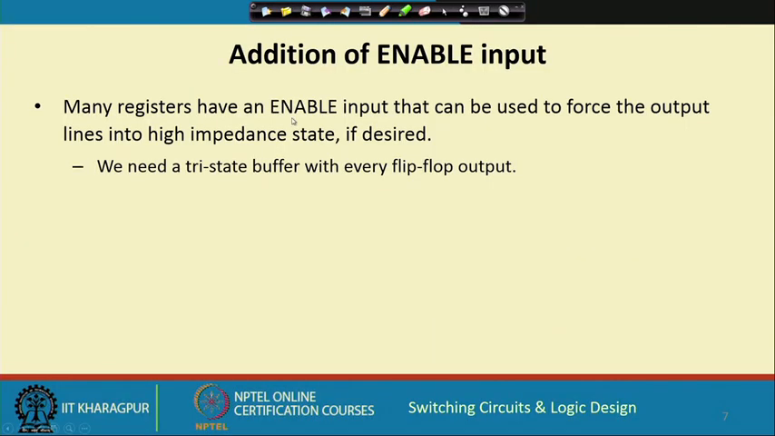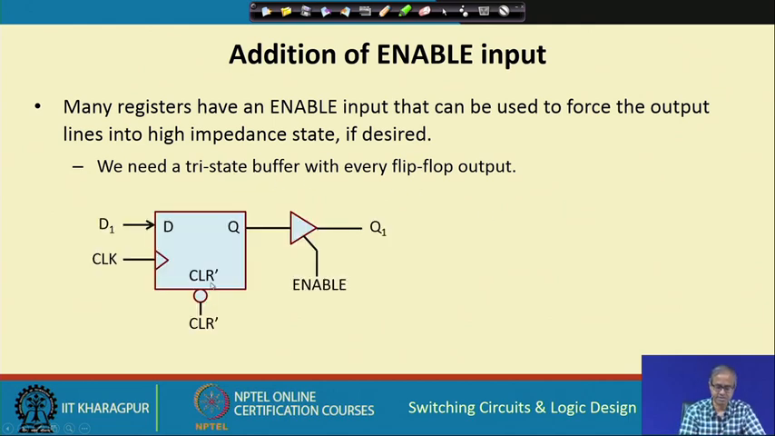Electrically isolate means I want to send them to the high impedance or tri-state. So, there can be a separate enable input to the register also, where if I enable the register, only then the outputs will come, but if I do not enable, the outputs will be in the high impedance state. As you can see, using the enable input, register outputs can be put in the high impedance state. But for this you need some kind of a tri-state buffer connected to every flip flop output.